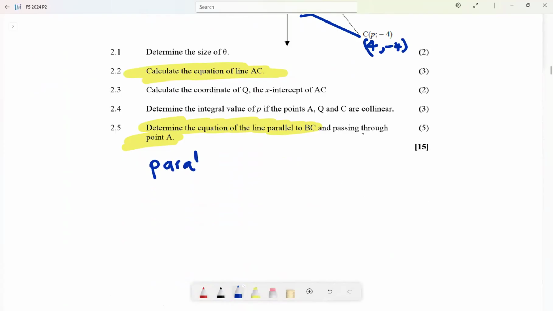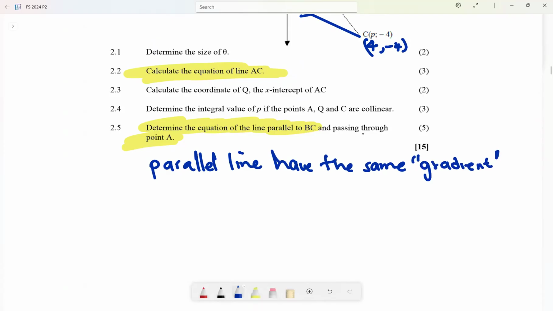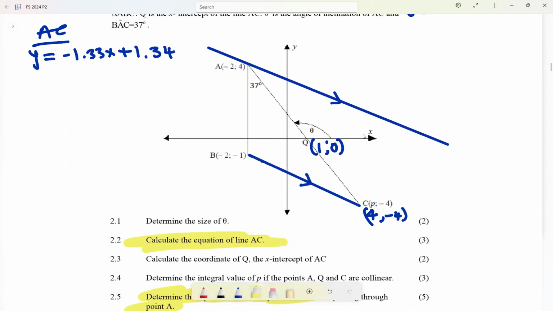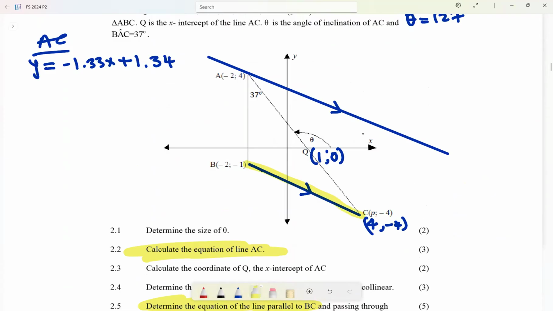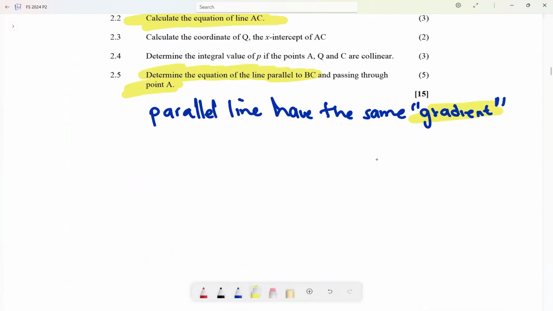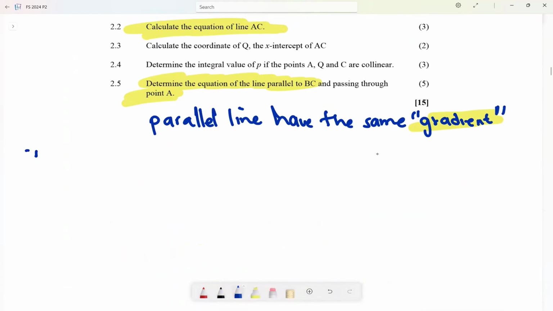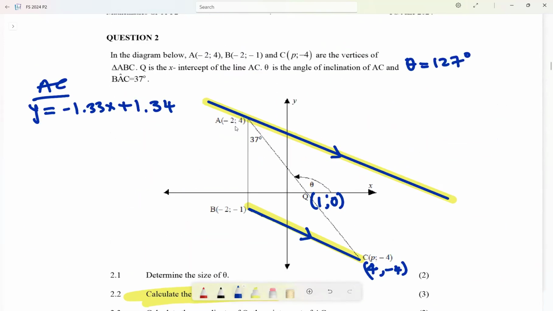parallel lines have the same gradient. Very important. Parallel lines have the same gradient. So what do I mean? It means now I need to find the gradient here so that I can find the gradient of this line. Okay? Now, I'm going to say, first thing first, remember for an equation you need a gradient and a point, and we already have a point. Okay, a point, it is A.